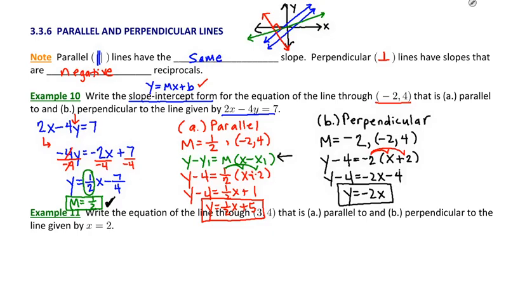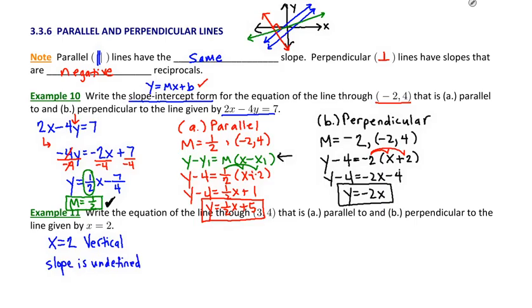Now the next example is similar, but it's actually going to be quite easier than example 10. We want to write the equation of the line through ordered pair 3, 4, that is A, parallel to, and B, perpendicular to the line given by x equals 2. So our given line is x equals 2. Notice it only has one variable, so we know it's either going to be vertical or horizontal. Recall that the form for a vertical line is x equal to a number. So we know that this is going to be a vertical line. We could make the observation that its slope is undefined.